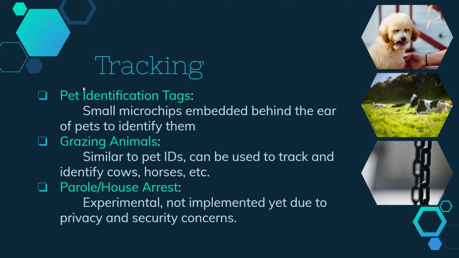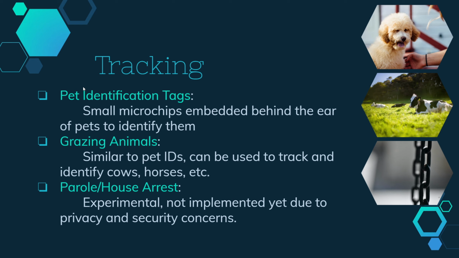On the other hand, we can also use these chips in grazing animals like cows or horses. These chips are more durable and they are always used to track and locate the grazing animals. And thirdly, there is parole or house arrest. This is again at an experimental stage, not implemented yet due to privacy, security, and also health concerns. The health concerns are not scientifically proven. But we are expected to see this in the near future.